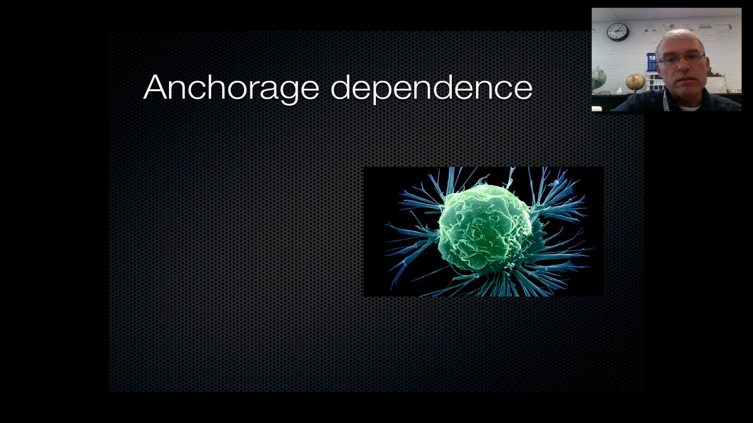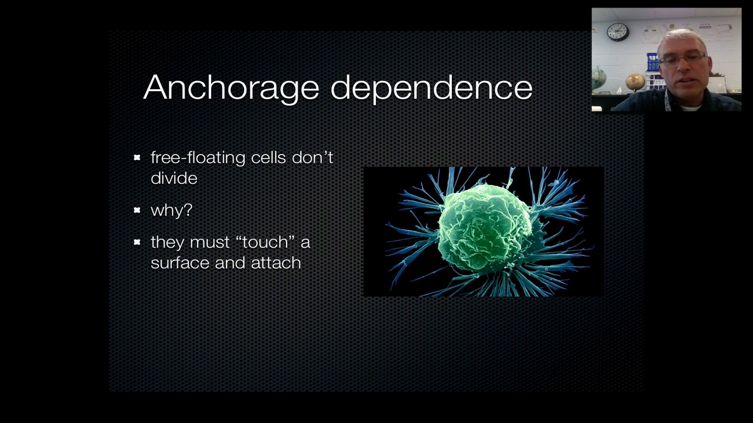Most of the cells in the human body, for example, are anchorage dependent, which means that if they're free floating off by themselves, they don't divide. They have to touch something. They must touch a surface or a substrate and attach. And once they do this, the attachment signals the cell to start dividing.